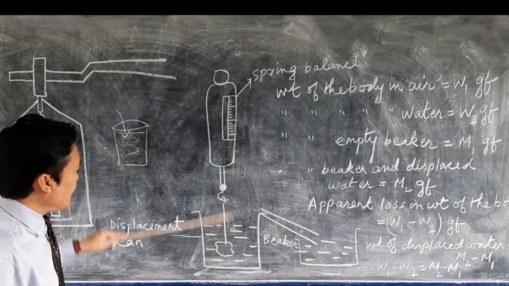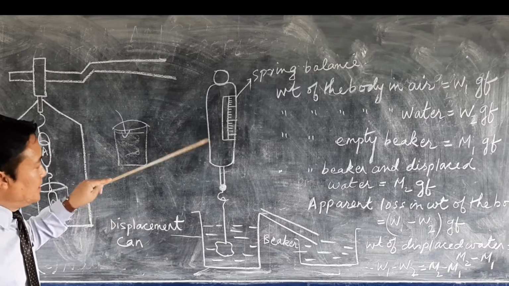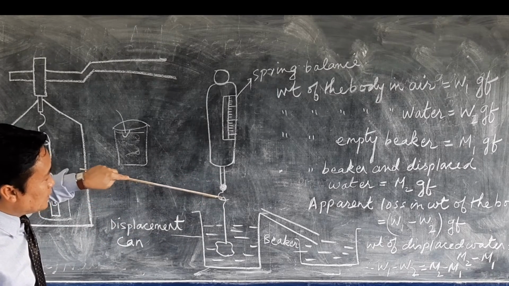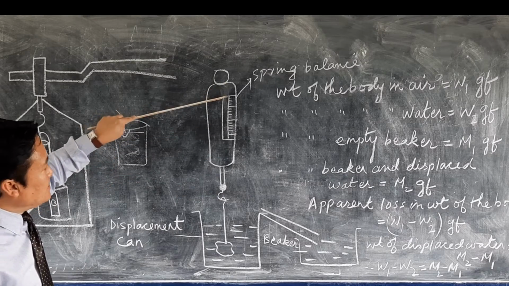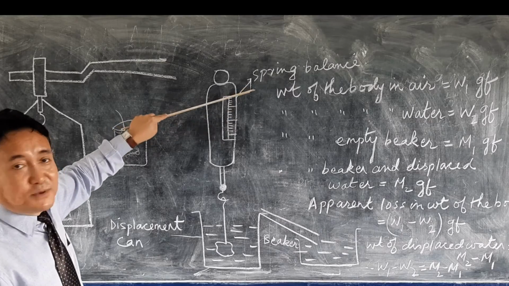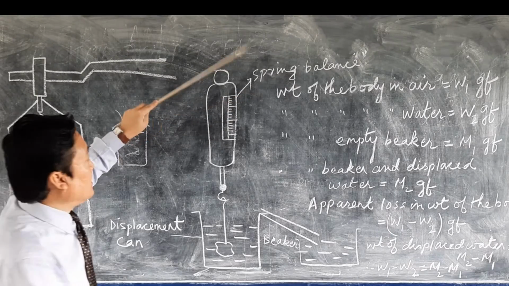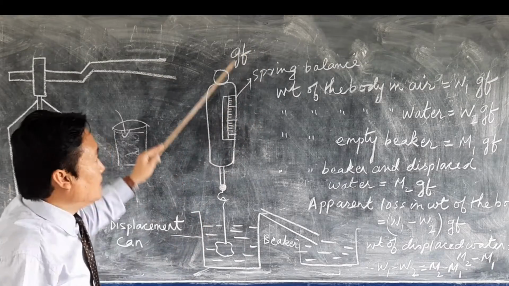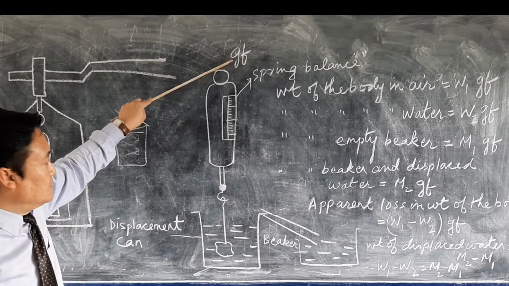Okay. Now what you do is that you bring a stone here. You tie the stone with the hook of a spring balance, and the mark which has been given, the calibration we call it, the calibration of a spring balance is given in gram force. Okay, because you are finding the weight. So the unit is given in gram force here.